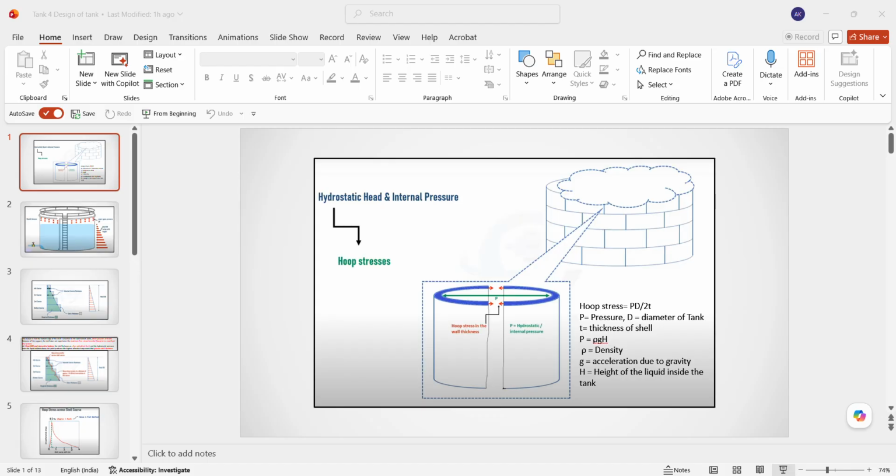Next, due to this pressure, which is more at the bottom, the bottom thickness will certainly be more because of PD by 2T. If P is more, naturally T should be more, as D is fixed. So T will be more at the bottom. Then gradually the pressure is coming down, so the required thickness of the shell is also coming down.